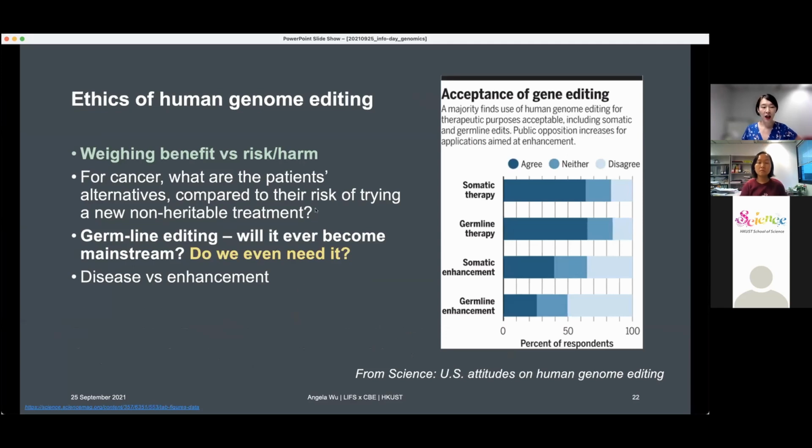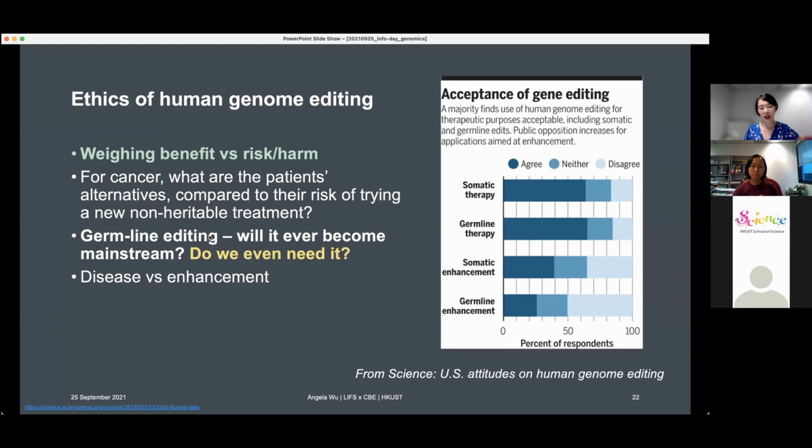So the ethics of genome therapy, genome editing, really we should think about weighing the benefit of this therapy versus the potential risk and the harm. Like I mentioned, for cancer patients, their risk of dying from cancer is much higher than the risk of genome editing therapy going wrong. So for most cancer patients, they will really accept that genome editing is a beneficial thing. And that's why there are clinical trials allowed for this purpose.